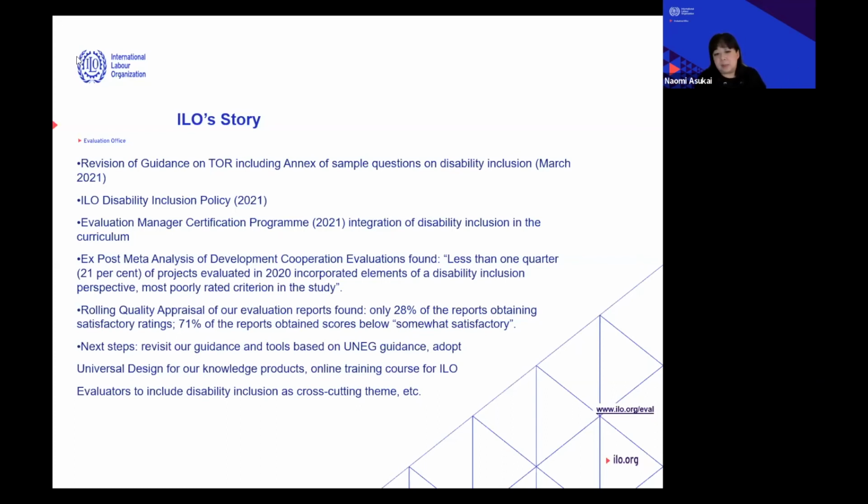Now, some of the next steps that we have planned are to look into incorporating universal design into our knowledge products and evaluation products. We want to continue to revamp our training materials. For example, we also have a module for consultants who would like to work with us in evaluation. So we have an online small briefing course for them. And we are looking to include disability inclusion in that online course.